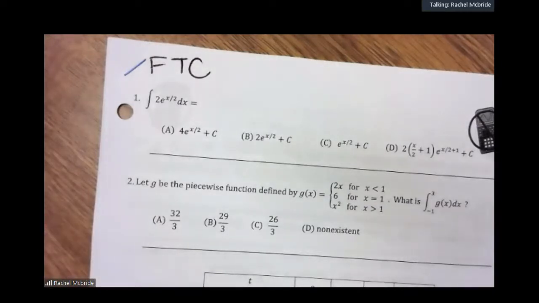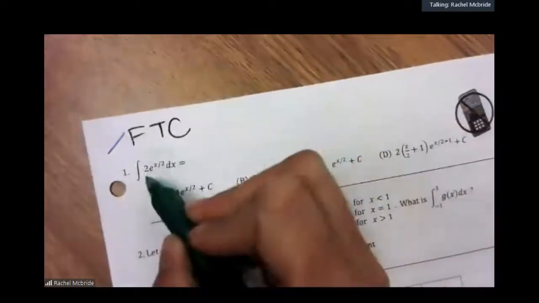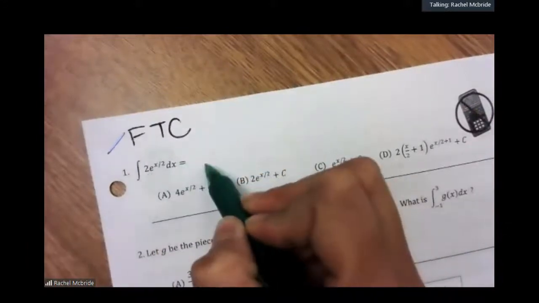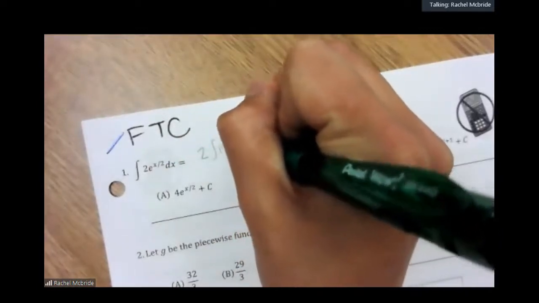So we have the integral of 2e to the x over 2 dx. So anytime you have a constant, it comes out in front. So this is equivalent to 2 times the integral of e to the x over 2 dx.